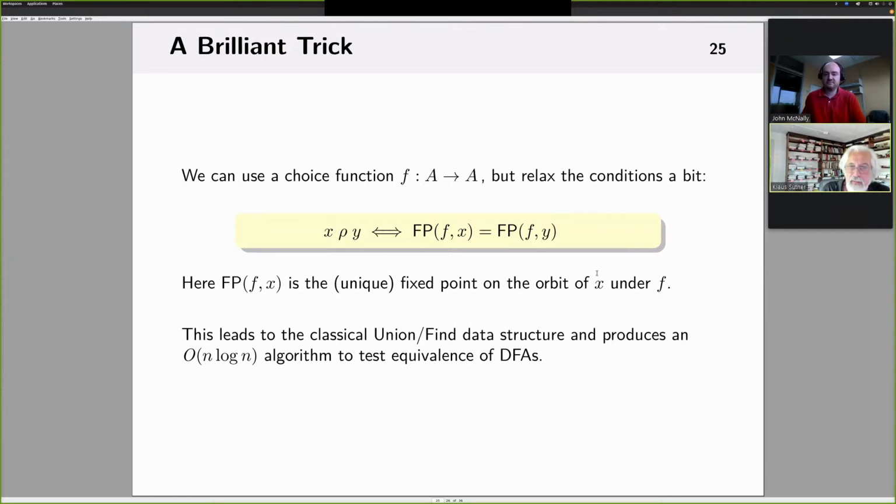And in the context of finite state machines, this will give you an algorithm that is log linear to check whether two machines are equivalent, whether they accept exactly the same input. And of course, you can plot pictures, right?